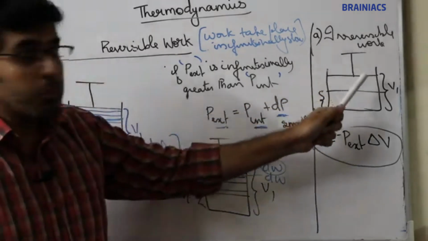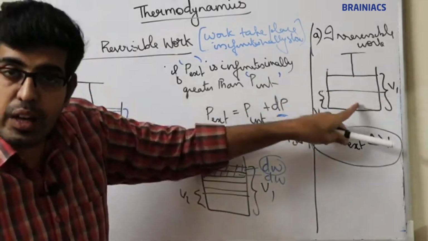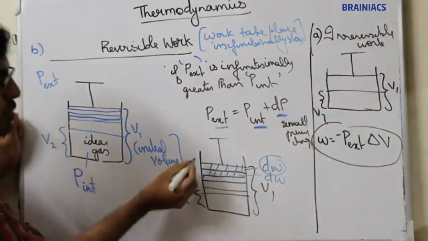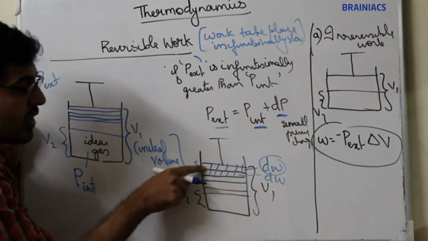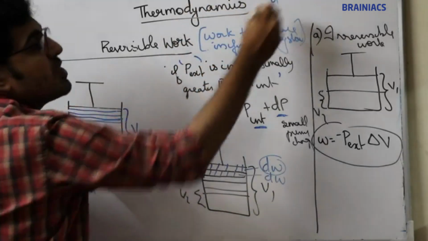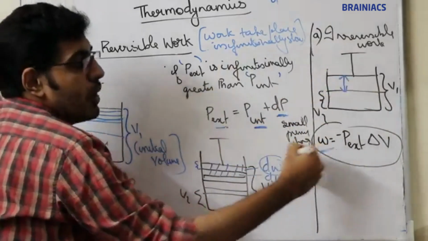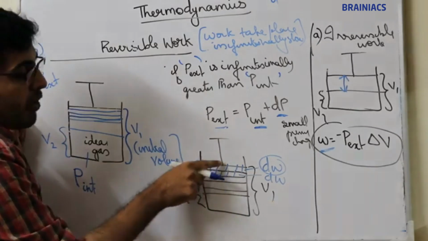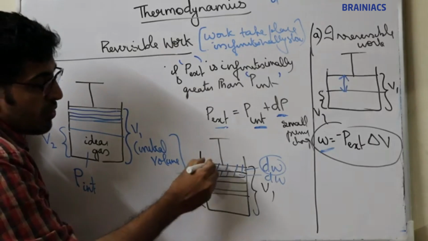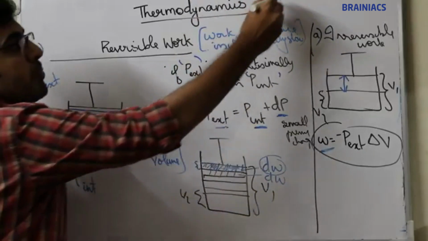Here the piston moves from V1 to V2 rapidly in a single step, so we can see a large distance or large work. But in this case the piston is moving from here to here, so we can observe a small work. That small work is dW. D indicates small change. Here there is a large change, so you write W. But here the work is very small when the piston moves from this step to this step. The work done by the piston is very small. Let the work done be dW.